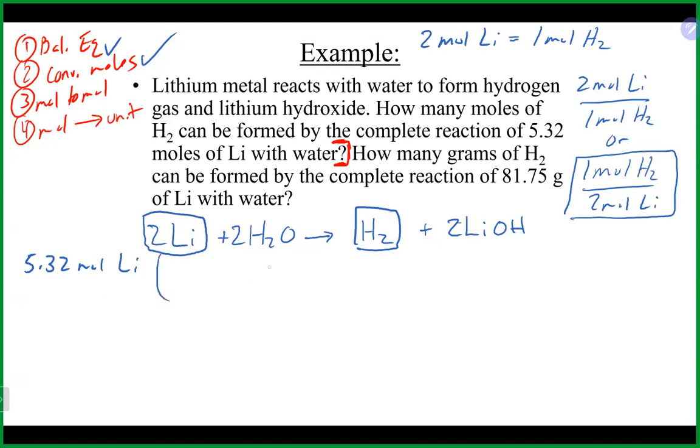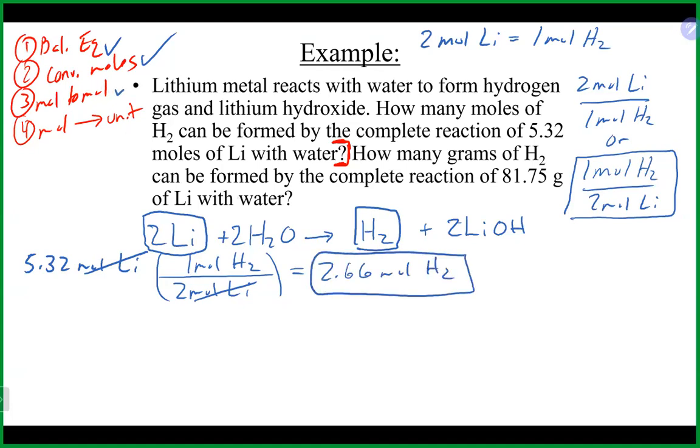We're going to go opposite. Lithium on the bottom, which comes from the equation, and this is the stoichiometry move here. 1 mole of H2. The moles of lithium will cancel. We're basically going to take our 5.32 divided by 2. Going to give us 2.66 moles of H2, which is that.